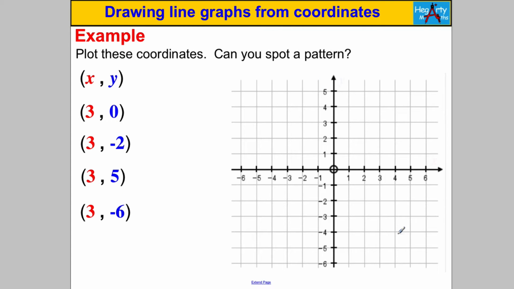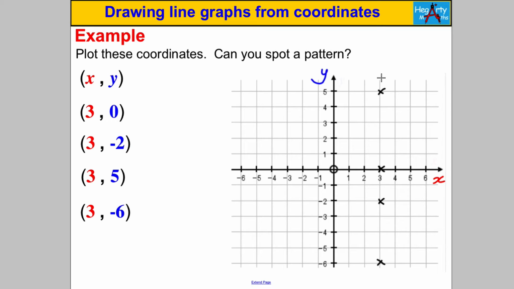Let's do an example together. Maybe you want to pause the video and plot each of these coordinates here and see if you can spot a pattern. Well, this is the x-axis and this is the y-axis, and let's plot all of these. (3, 0) means 3 right and 0 up. There we go. (3, -2) means 3 right, 2 down. (3, 5) means 3 right, 5 up. And (3, -6) means 3 right, 6 down. Can you spot a pattern there? I'm pretty sure you can.